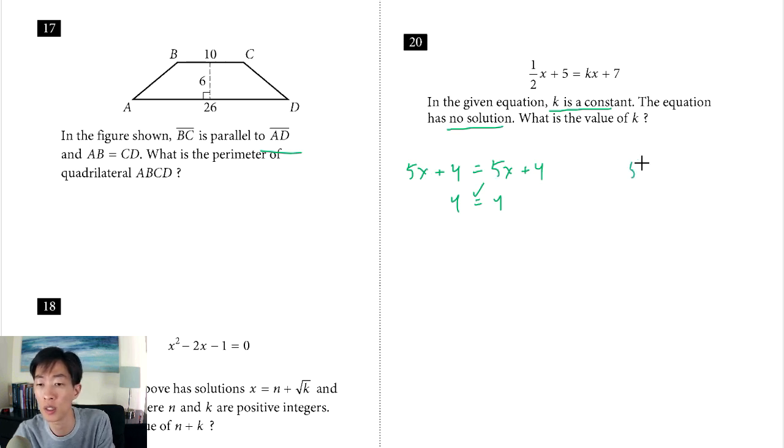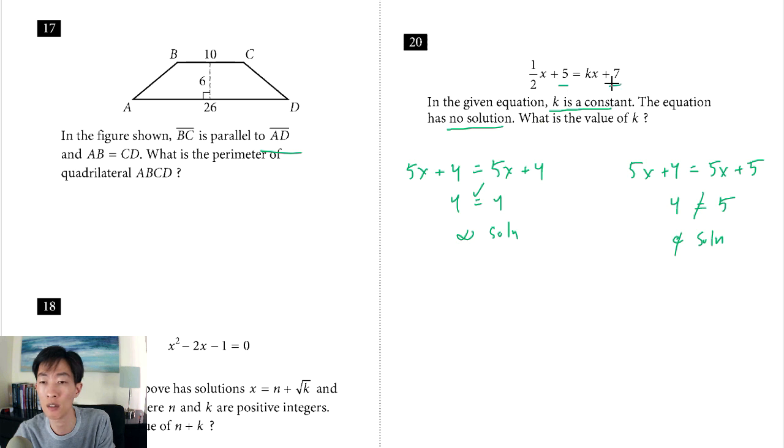What if, on the other hand, we had 5x plus 4 equals 5x plus 5? Well, we can do the same thing, subtract the 5x from both sides, then we get 4 equals 5, which is never true. So that's a contradiction, which means that no matter what value we plug in for x, the equation is never going to be true. So this has no solutions, and this has infinite solutions. So that's really the basic formula that you want to use for the SAT, and they already have it in this form for us. So again, what would make this have no solutions?